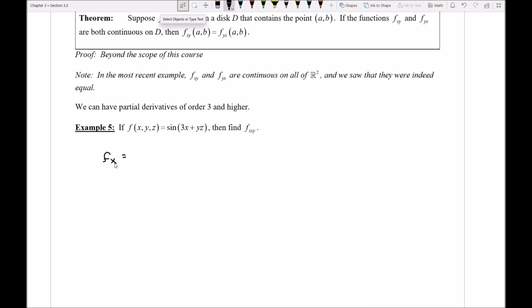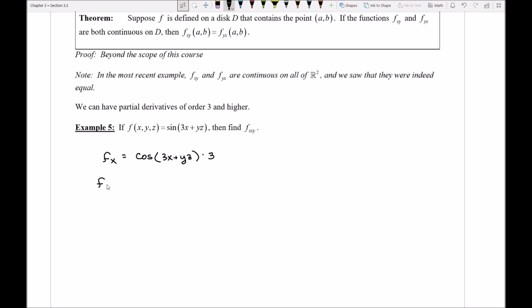All right, let's go ahead and actually try to do this. First, I would say I want the partial derivative with respect to x. So that means I'm going to treat x like the variable. I'm going to treat y and z like they are numbers. So in this case, I would get cosine of 3x plus yz. Then I'd have to chain rule. And the derivative of the inside here should just be 3, because again, y and z are just numbers.